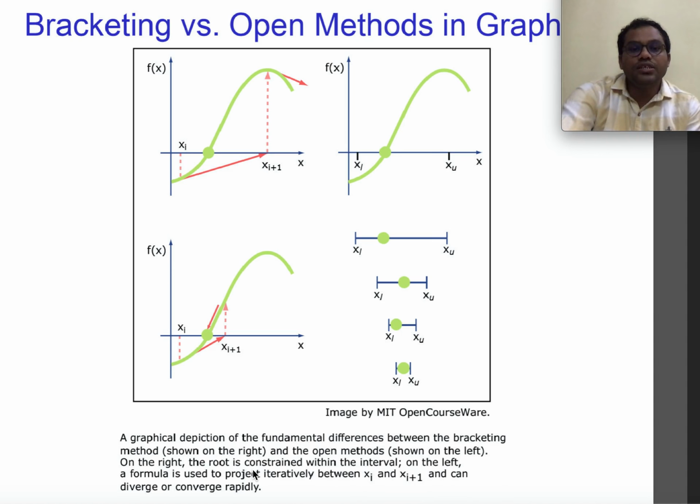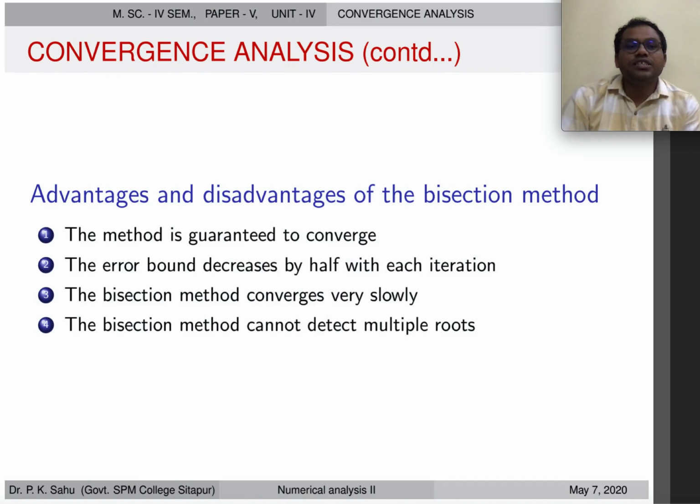Now the root in the bracketing method is constrained within the interval, and in the open method a formula is used to project iteratively from xi to xi plus 1, and it can diverge or converge rapidly. Meaning in the open method the root can diverge or converge rapidly, as we have seen in our last lectures. Now we will see some advantages and disadvantages of bisection method.